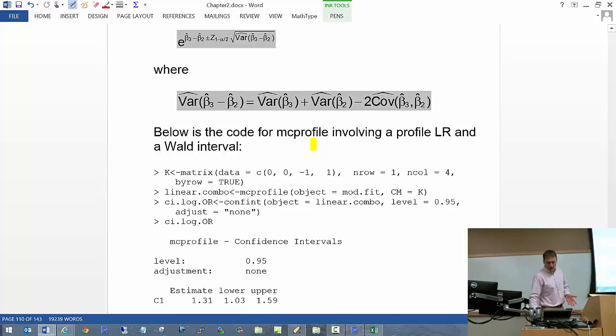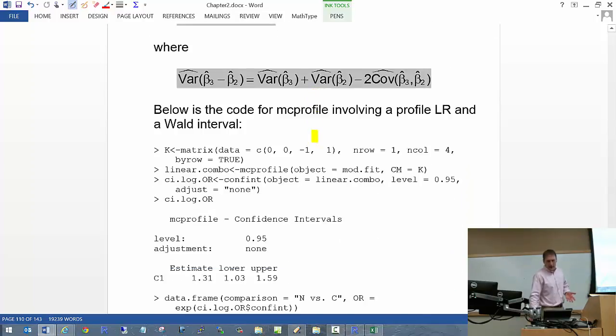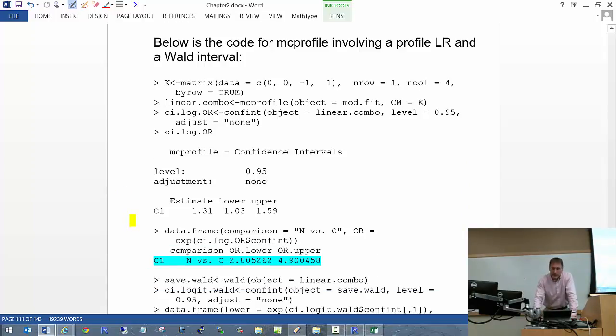Also, how about if I were to use a Wald interval, just for demonstration purposes? I'm going to do this with the MC profile package because it's, again, nicely set up for linear combinations of the betas. So let's see here. I'm sorry, I'm getting ahead of myself. Yeah, I'm sorry, we're going to do the profile likelihood ratio interval first.